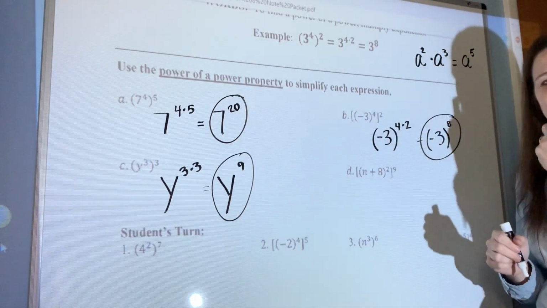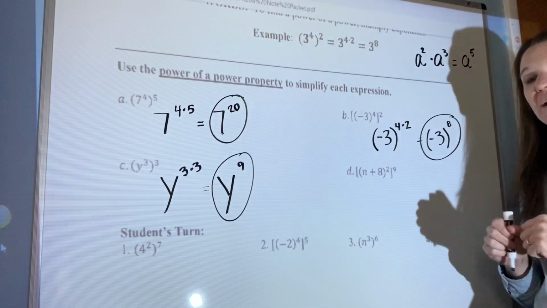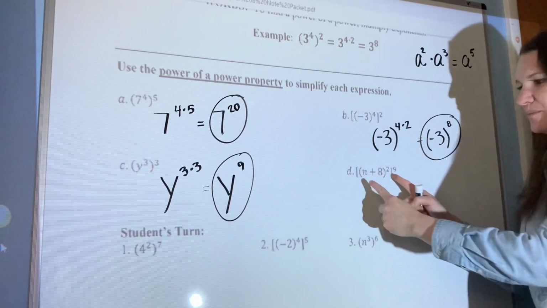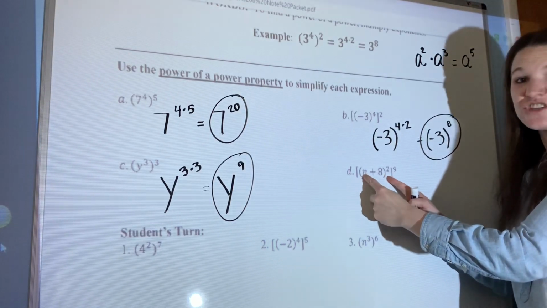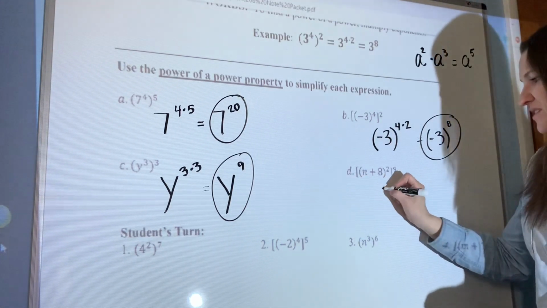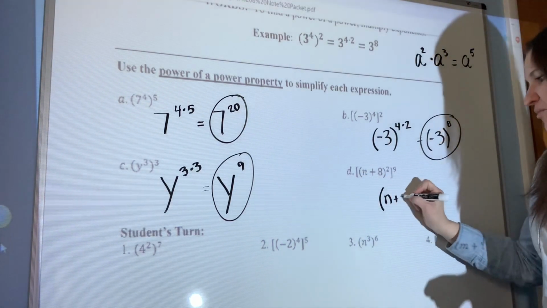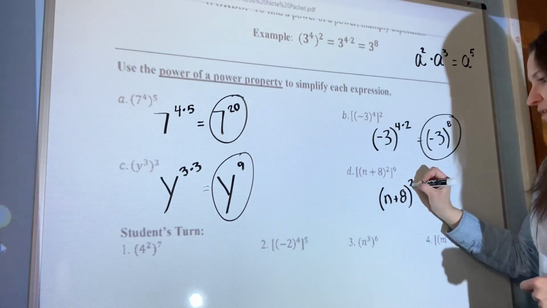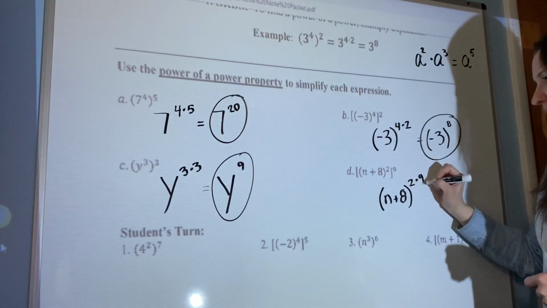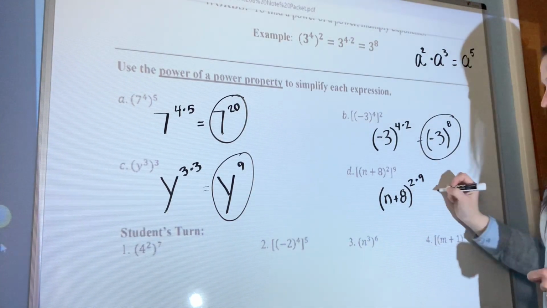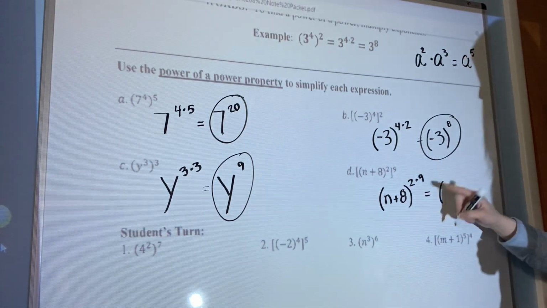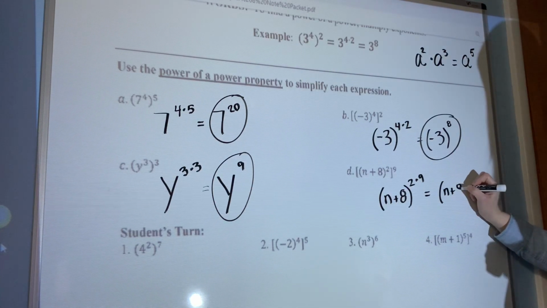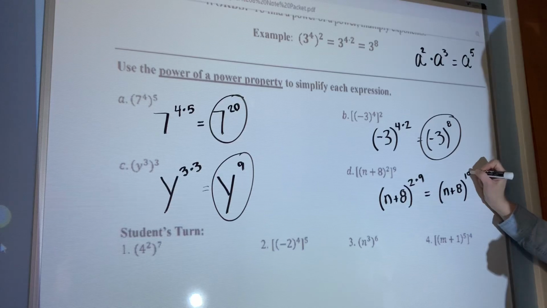Letter D looks a little tricky, but what do you think our base would be in this case? It's going to be this entire expression. So let's bring that down and keep that right away. Now that's being taken to the power of 2, so I know I'm going to multiply that by the 9 right there. So again, keep your base exactly the same. And then 9 times 2 is 18.